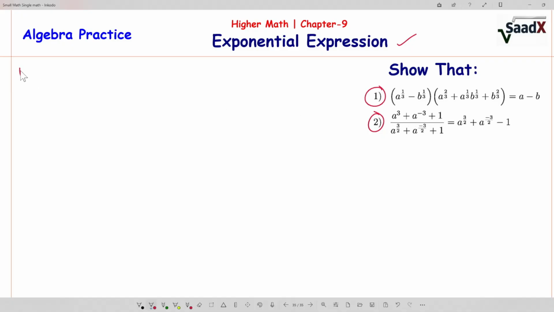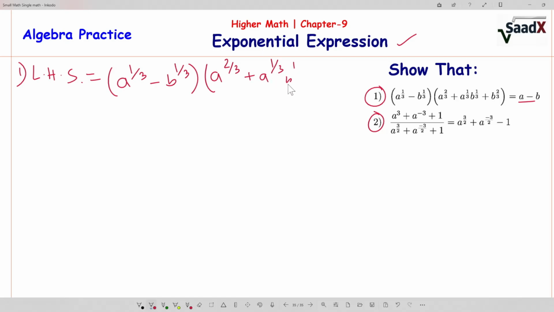First one. Here are two sides, left hand side and right hand side. We have to prove that left hand side equals a minus b. So first, the left hand side: (a to the power 1 by 3 minus b to the power 1 by 3) times (a to the power 2 by 3 plus a to the power 1 by 3 times b to the power 1 by 3 plus b to the power 2 by 3).